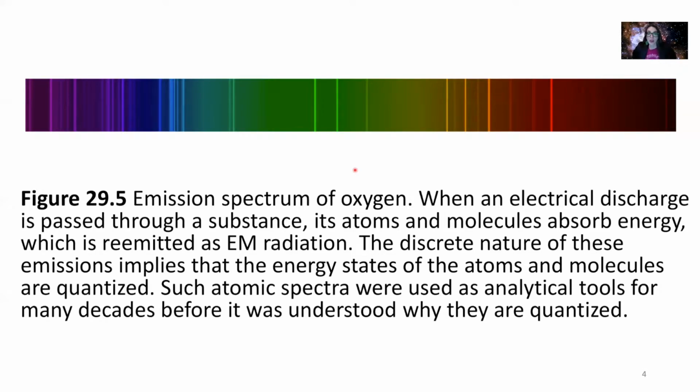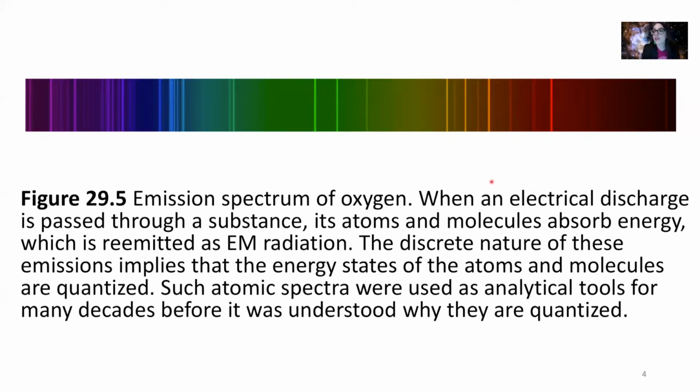Here we have the emission spectrum of oxygen. What we're looking at are these bright lines here. Underneath them, we have the continuous visible spectrum. And what we're really looking at here are these emission lines of oxygen. Those are these bright lines here, here, here, here, and so on.